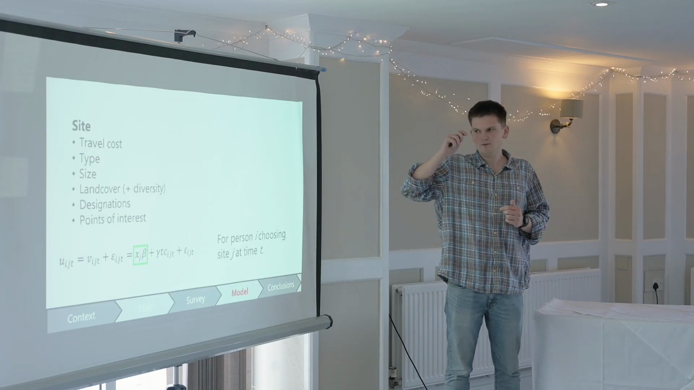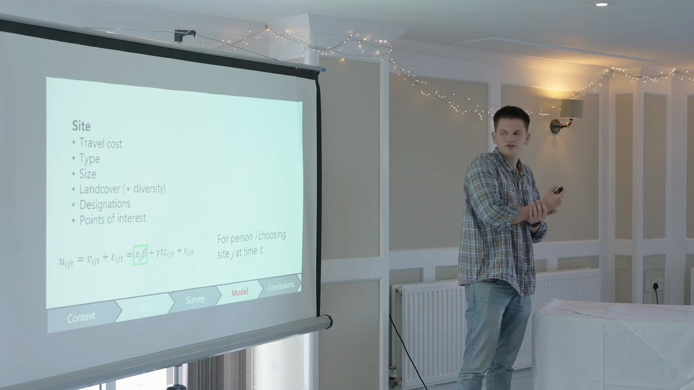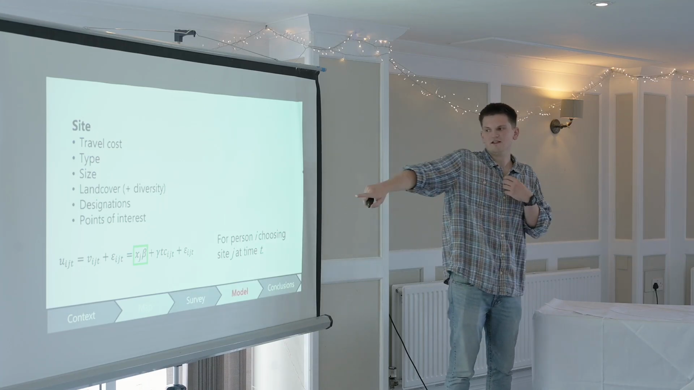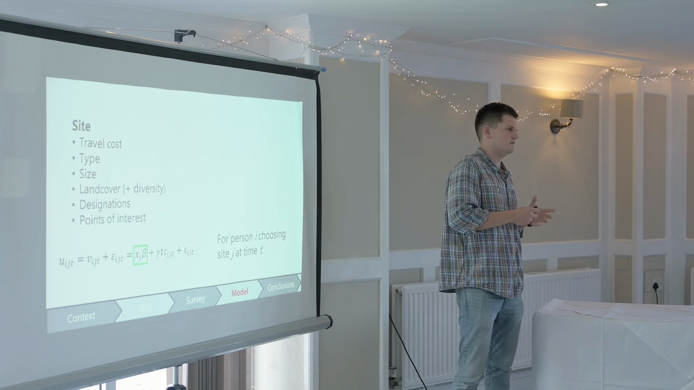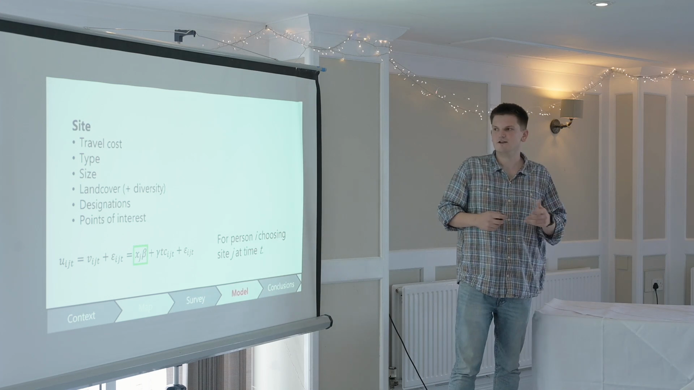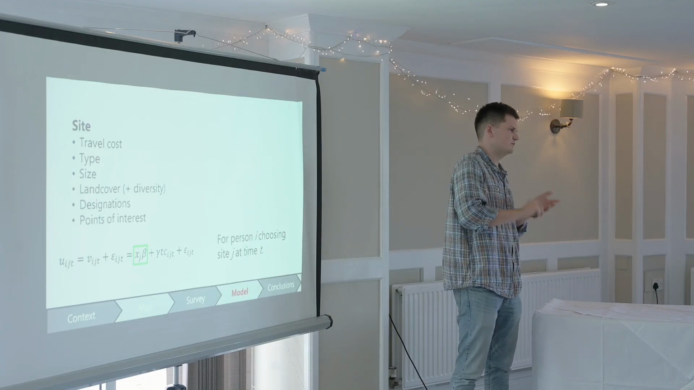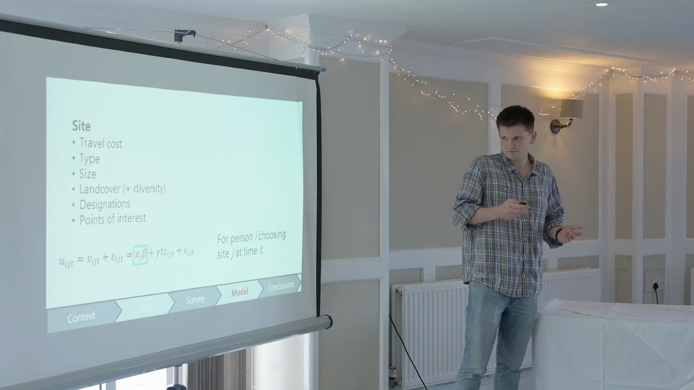So just to formalize that a little bit further, this is the utility function for a person I choosing site J at time T. The first bit to note is this X_J. The X_J is all of these characteristics that we're talking about: all the characteristics of the site, so things like the land cover, the designations, points, all those things that I mentioned. And this beta is just a parameter that we estimate.